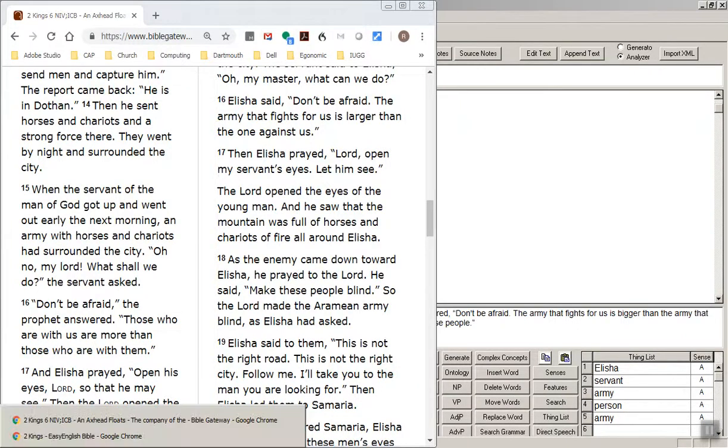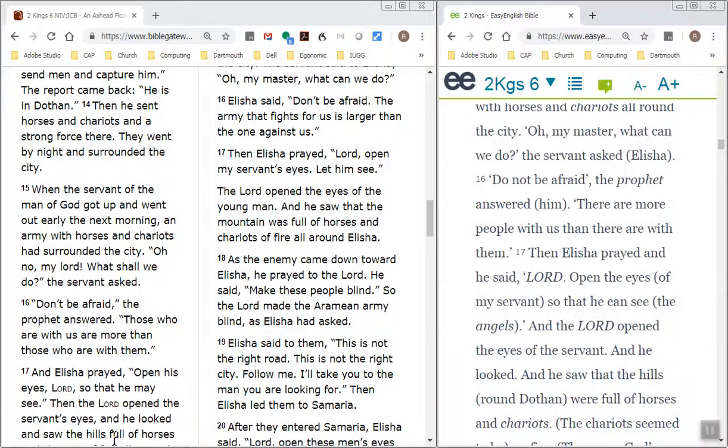I'm going to show you a simple example of how we create the semantic representation for a sentence. And I'm going to choose the last part of the verse 2 Kings 6:16. And this is something that Elisha is saying to his servant. And he says in the NIV, in the left column, "Those who are with us are more than those who are with them."